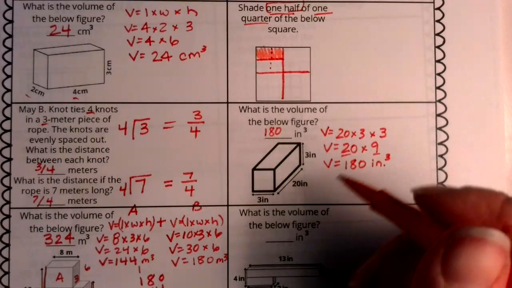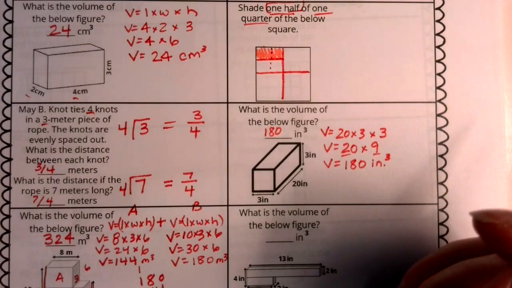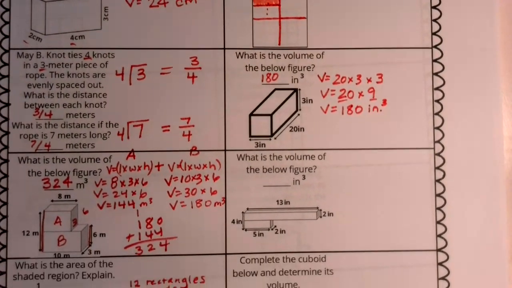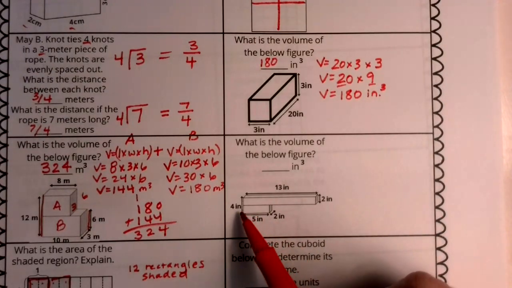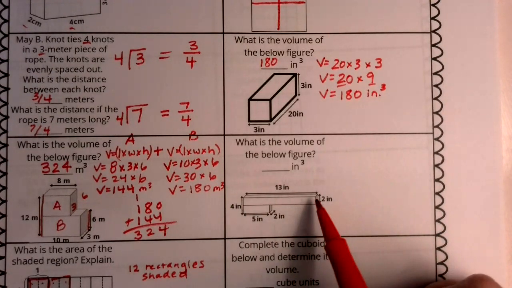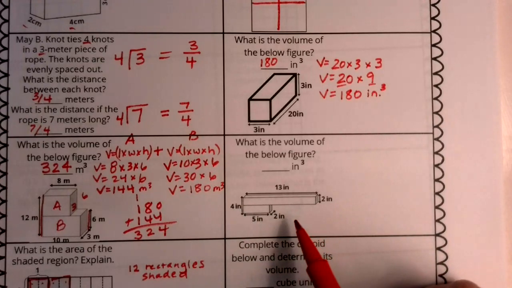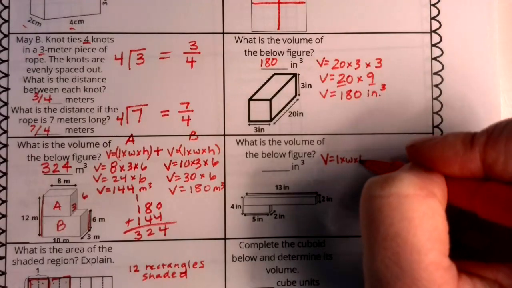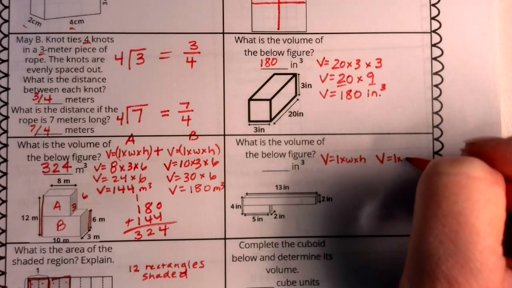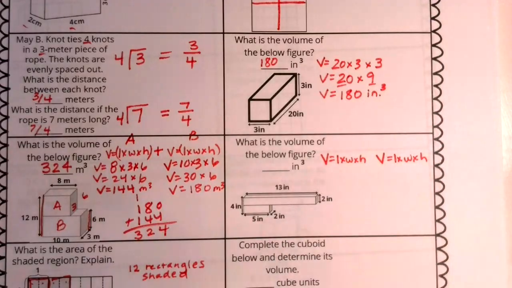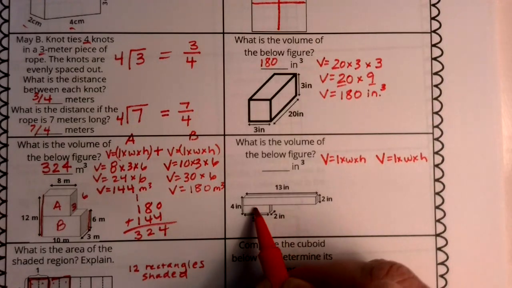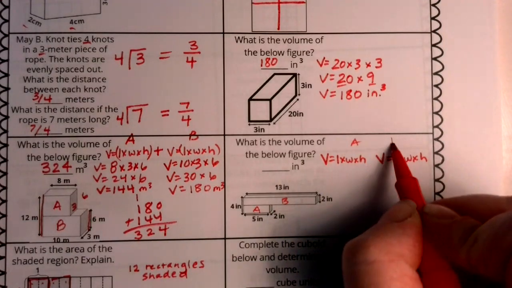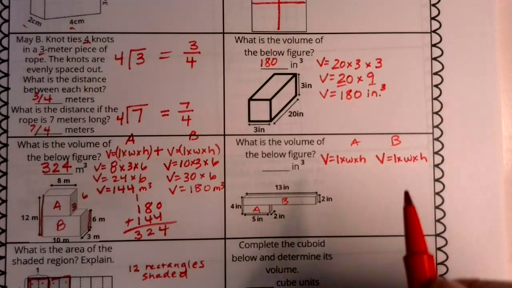Now I'm going to be looking at my next question. What is the volume of the below figure? I have an irregular shape here. I see a prism on the bottom and a much larger prism on top. Let's find the volume of our smaller prism, and let's find the volume of our larger prism, and then we'll join those two together. I'm going to call this prism A on the bottom and this prism B on top, so that I can be clear about where I'm finding those dimensions.